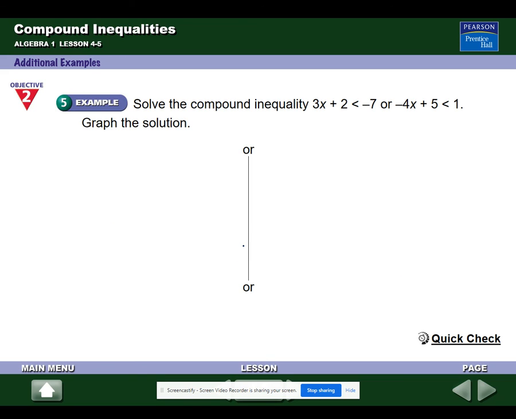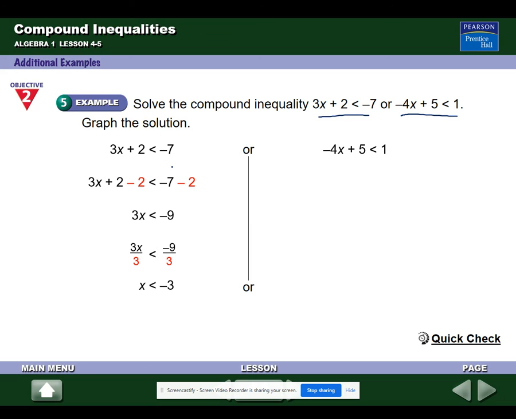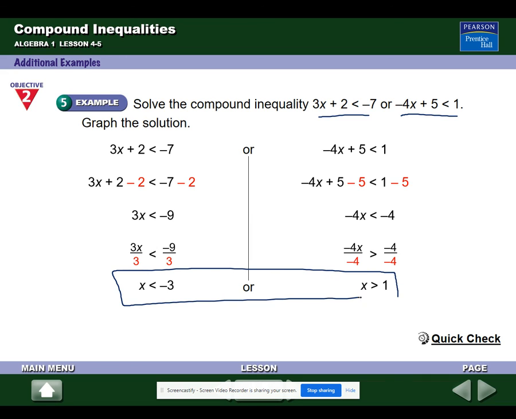Solve the compound inequality 3x plus 2 is less than -7, or negative 4x plus 5 is less than 1. Now, we've solved these kind of things individually already, so I don't feel the need to talk through it. Let me just kind of roll to it. Notice that they kind of want to keep that or in the middle. You must include or in your answer. Here you would subtract 2 from both sides and divide by 3. And you get x is less than -3. Here you would subtract 5 from both sides and then divide by -4. Ding. Divide by -4. And less than becomes greater than. This is your answer right here.